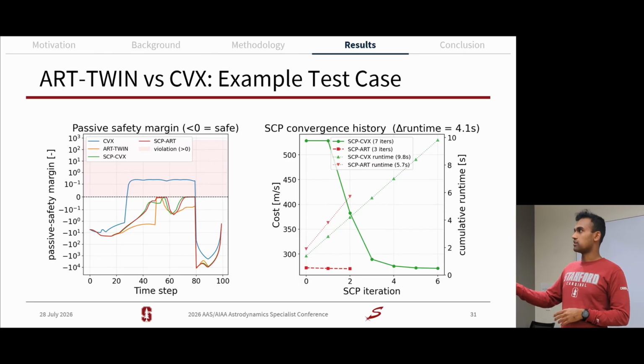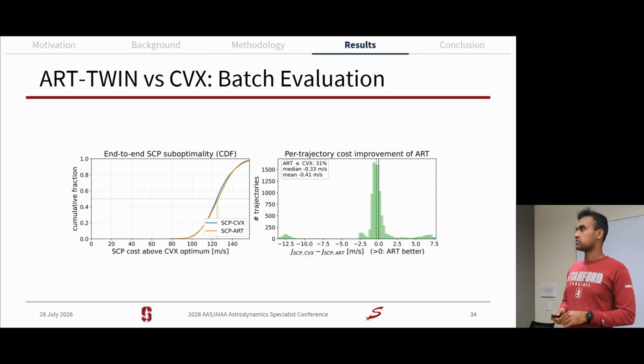And so we can see that highlighted in this right-hand plot, where SCP-ART takes half, or actually fewer than half, as many iterations as SCP-CVX to converge and has a speed up of 4.1 seconds, so more than 40%. And also notably, the initial guess by ART twin maintains passive safety throughout, as opposed to the convex guess, which doesn't take the non-convex constraint into account.